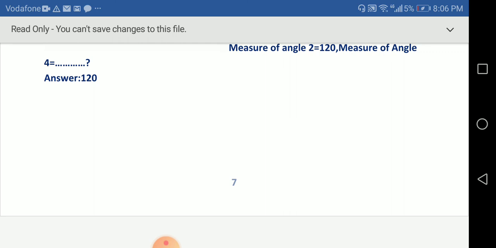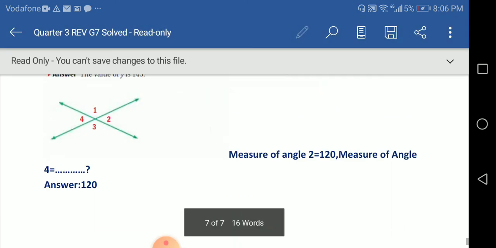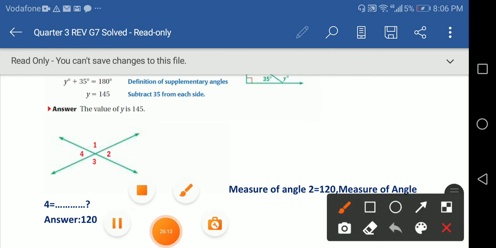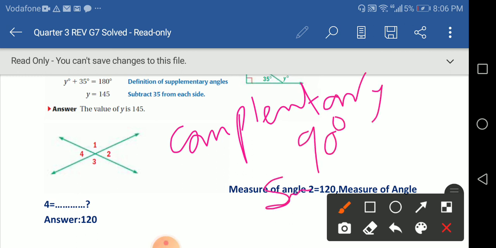I hope you understood the lessons, all of the lessons. Remember the complementary angles, okay? Remember the last thing, the complementary angles give me, yes, 90 degrees. The complementary angles give me 90 degrees, remember that, and the supplementary angles give me 180 degrees.